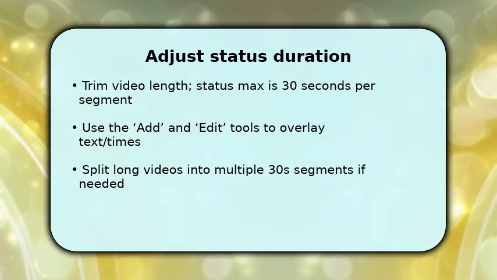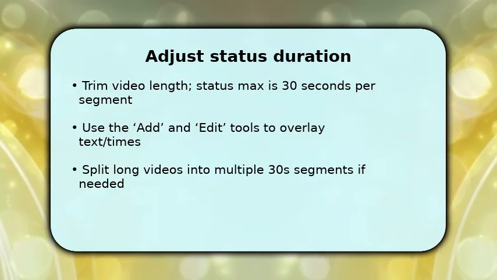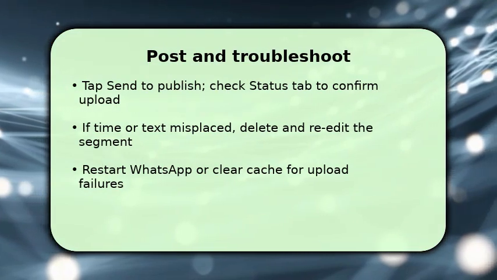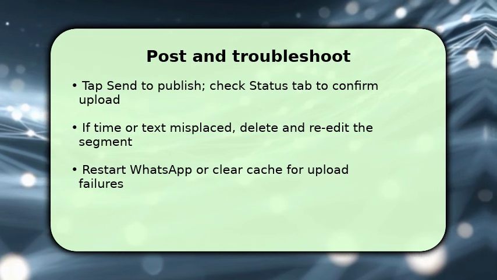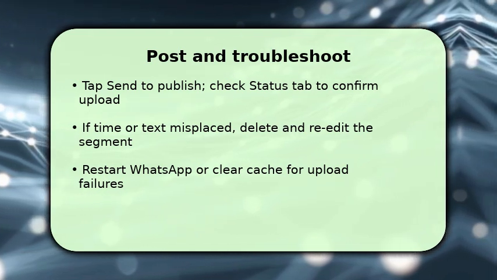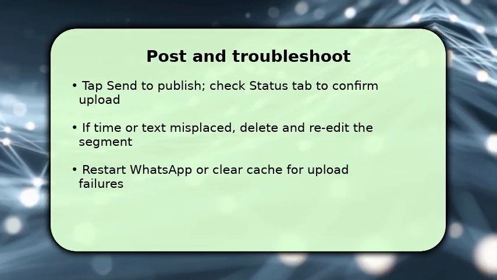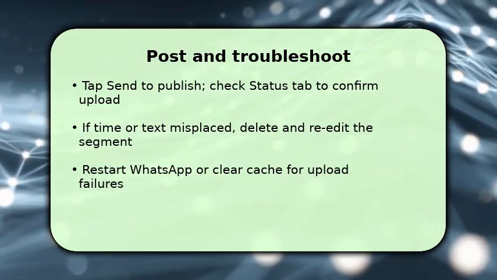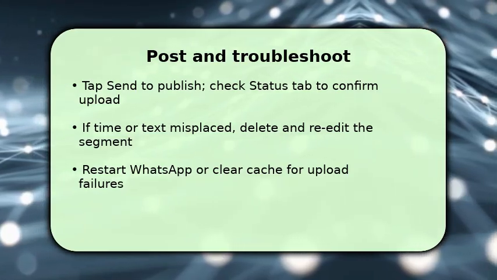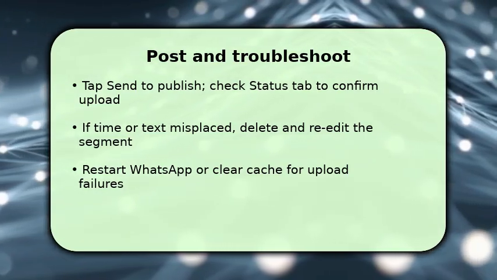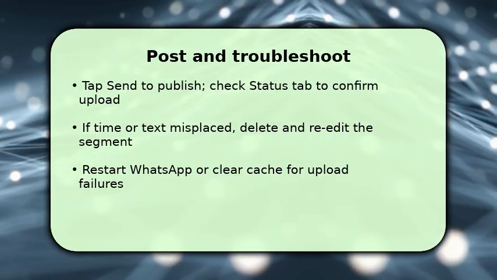Finally, tap Send to publish your status and then verify it in the Status tab to ensure the timestamp and content appear as intended. If the time overlay or trimmed point is off, press the 3 dots next to your status, delete that segment, and re-upload with corrected trimming or text placement. If upload fails or segments won't post, restart WhatsApp, and if needed, clear app cache. This resolves most transient uploads.